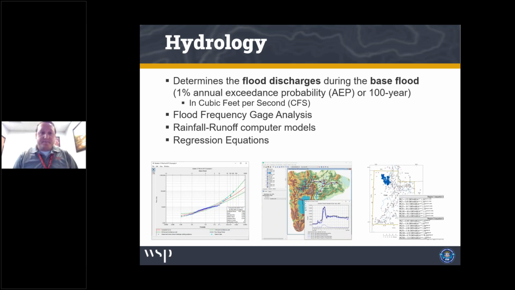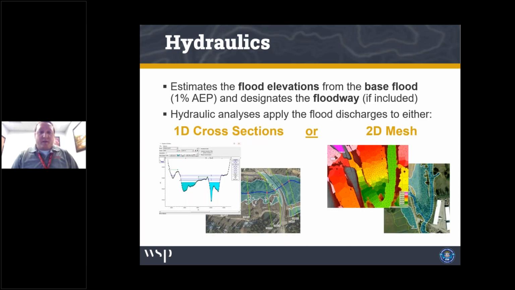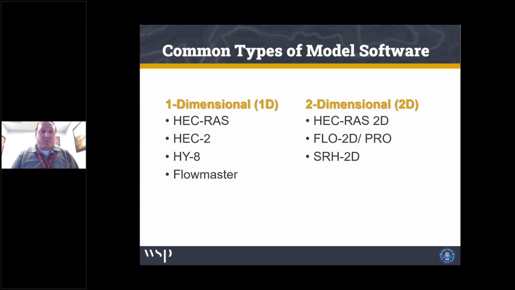So hydraulics: usually 1D and 2D models are used to establish hydraulics, and those models are highly based on topography data and land cover data. As any of that changes, there are potentially different results that could come out of a model. These are just some examples of different software used for 1D and 2D modeling: HEC-RAS, HEC-2, HY-8, Master, and then HEC-RAS 2D, FLO-2D, SRH-2D.